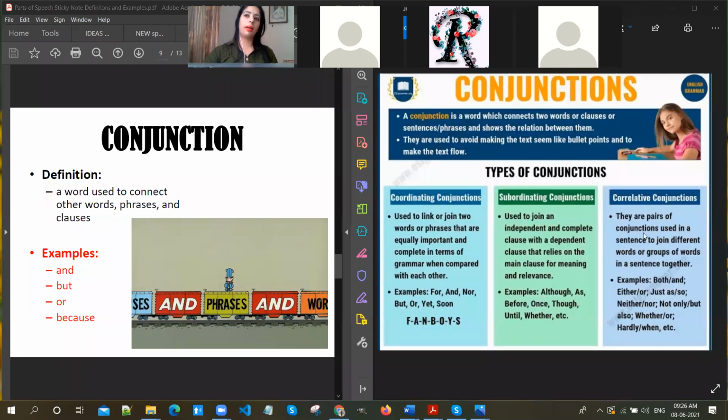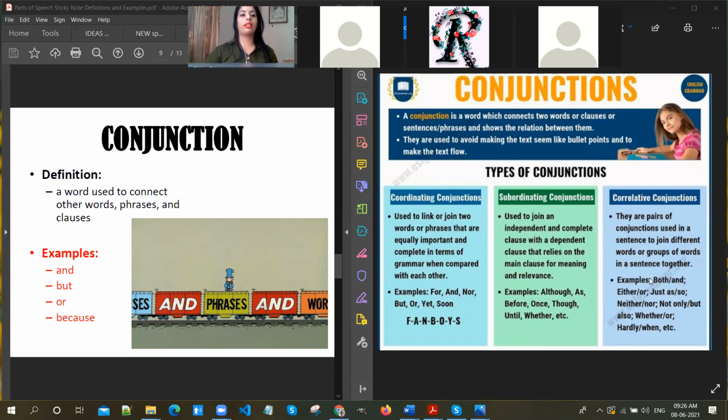Correlative conjunctions means the ones that come in pairs, right? You must be knowing this thing. They are pairs of conjunctions used in a sentence to join different words or a group of words in a sentence together. When you use both and, either or, neither nor, not only but also, whether or, hardly when, right? So these are the correlative conjunctions.